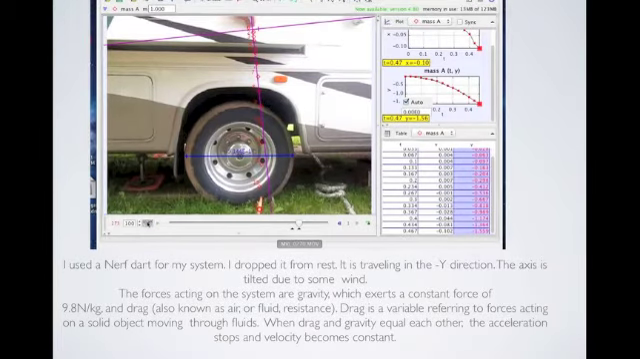I used a Nerf dart for my system. I dropped it from rest. It is traveling in the negative y direction. The axis is tilted due to some wind.